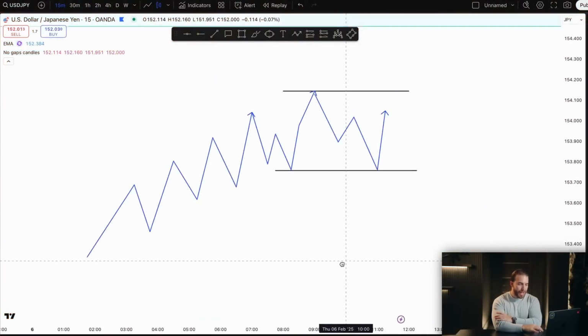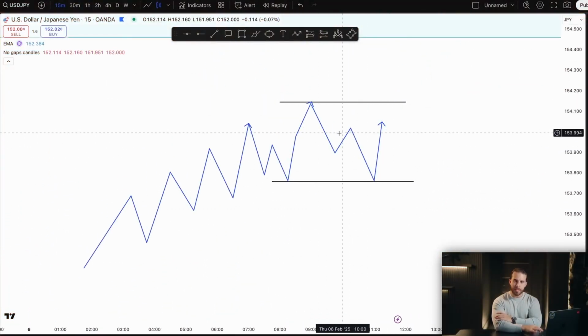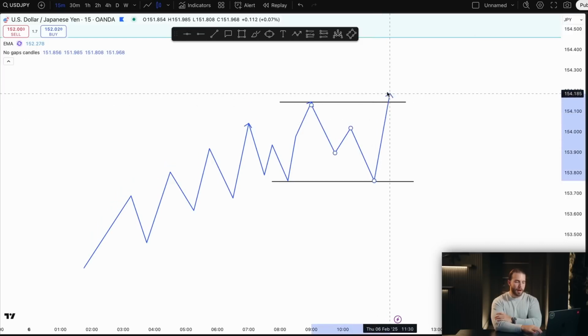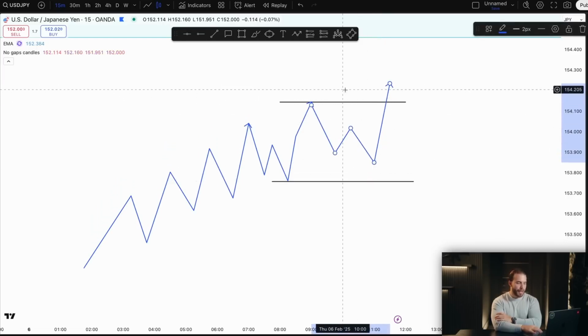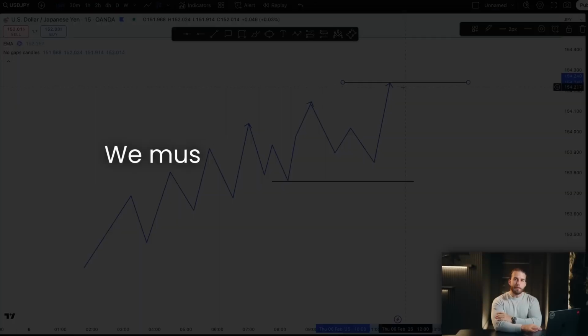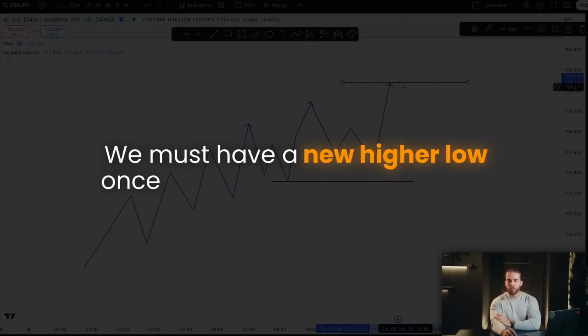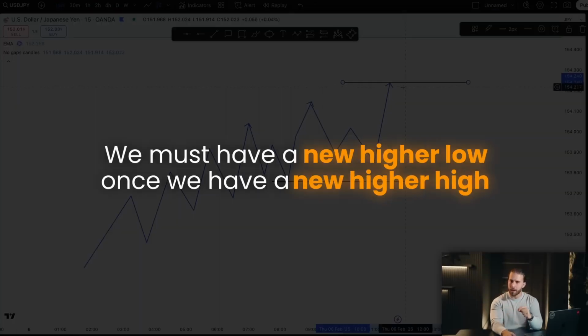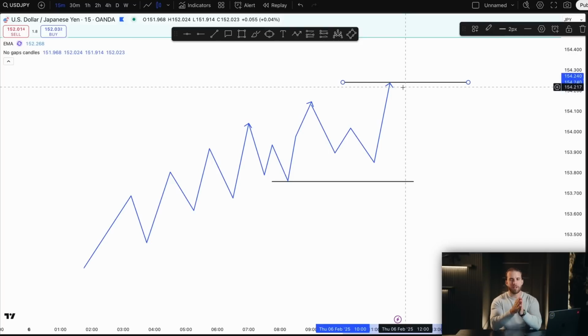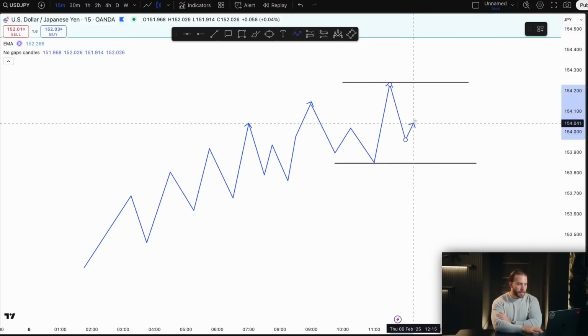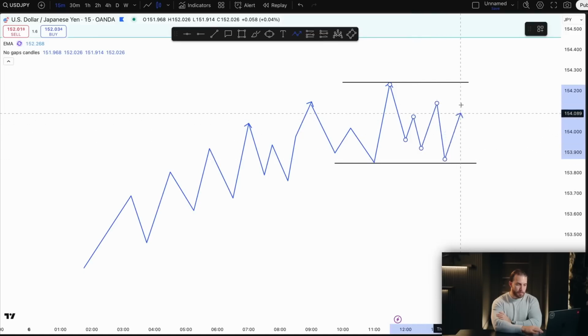So once again, it is impossible to have a bullish market without a higher high or a higher low. The market will remain bullish as long as we stay in between the higher high and higher low. The moment we body close above, we have created a new higher high, and we must have a new higher low once we have a new higher high. It is impossible to have a new higher high without a new higher low. And as long as we don't body close above either one of these lines, this market will remain bullish until we close above or we close under.